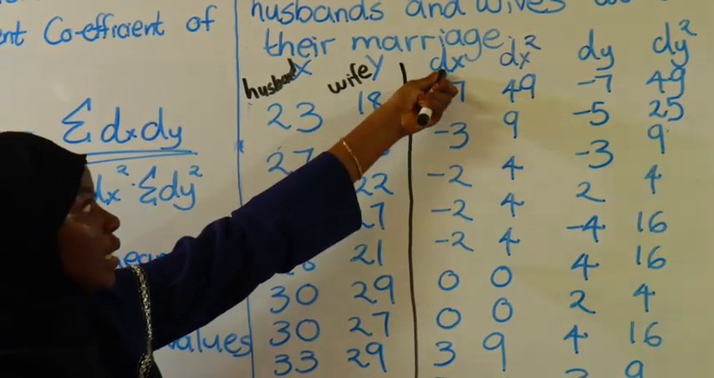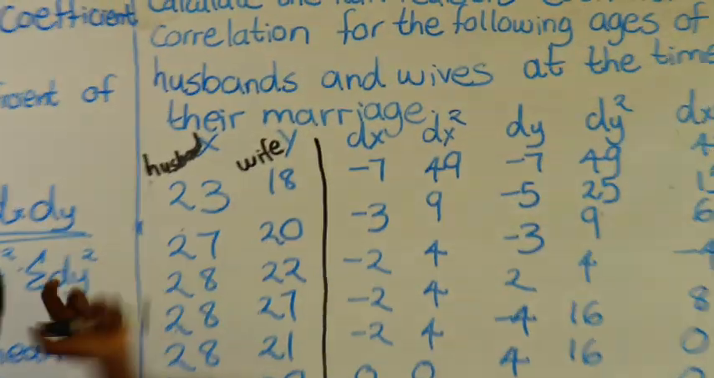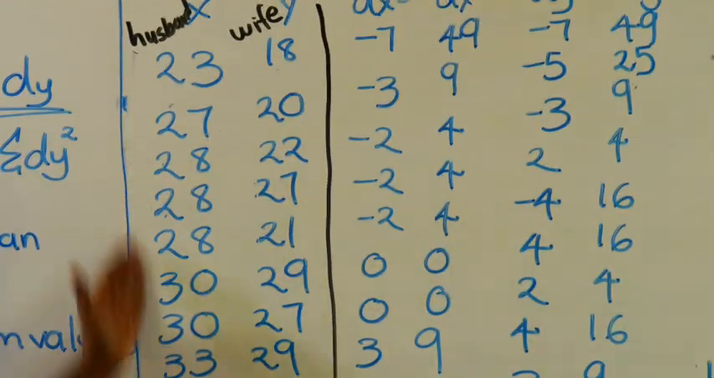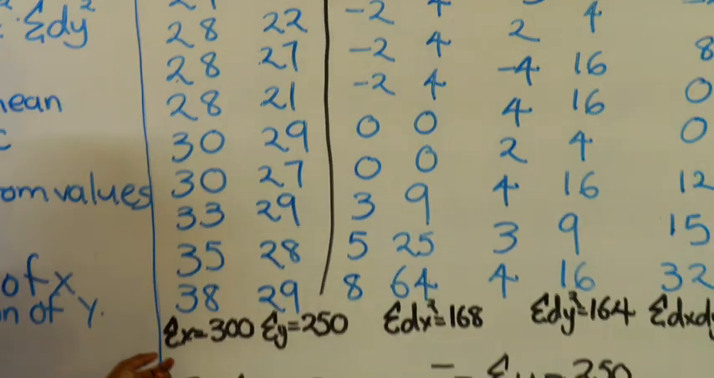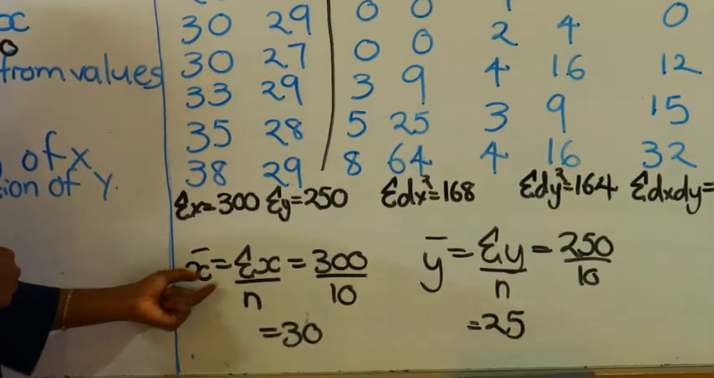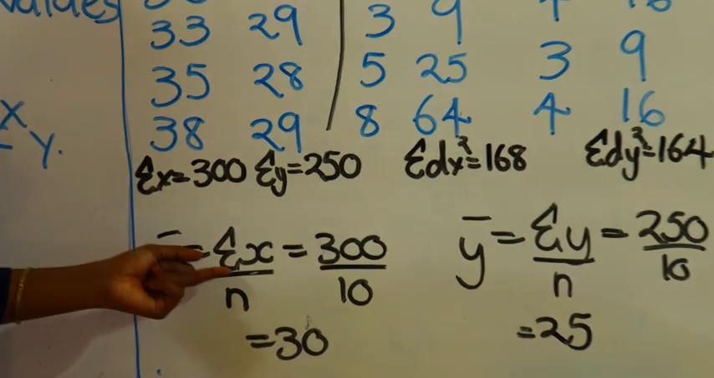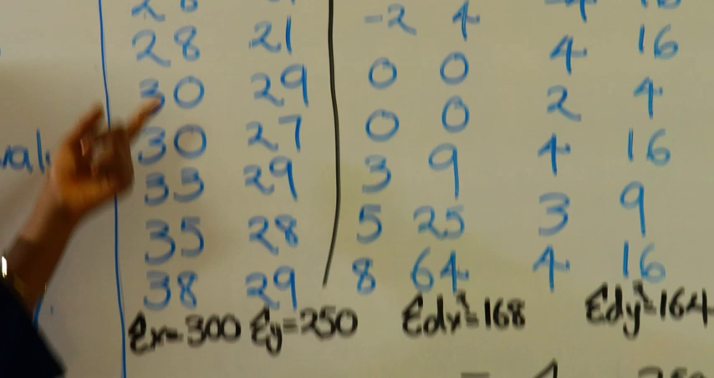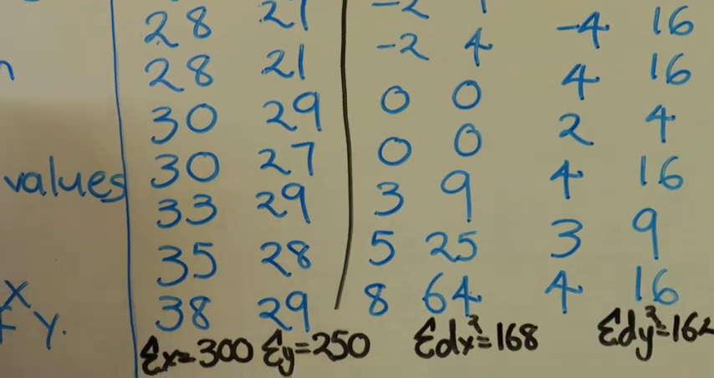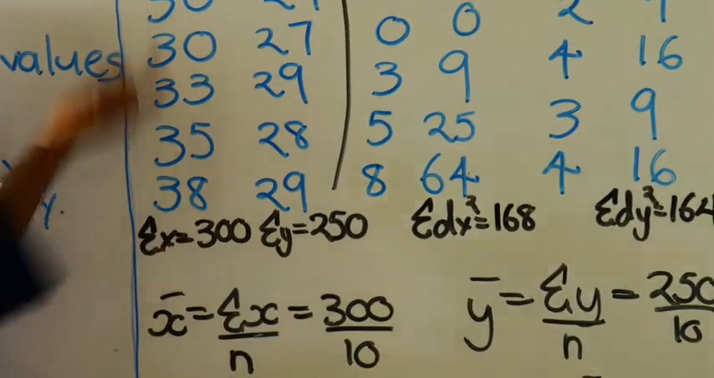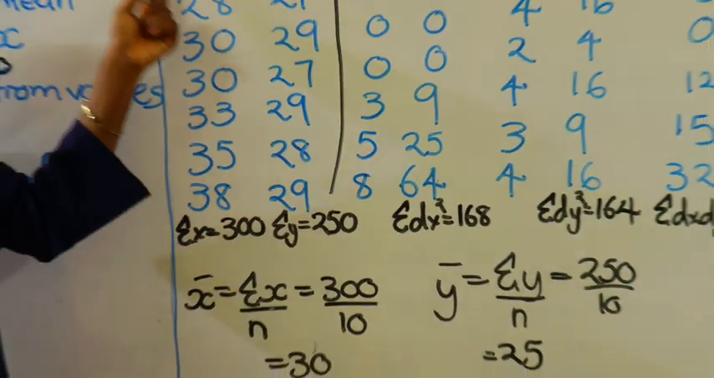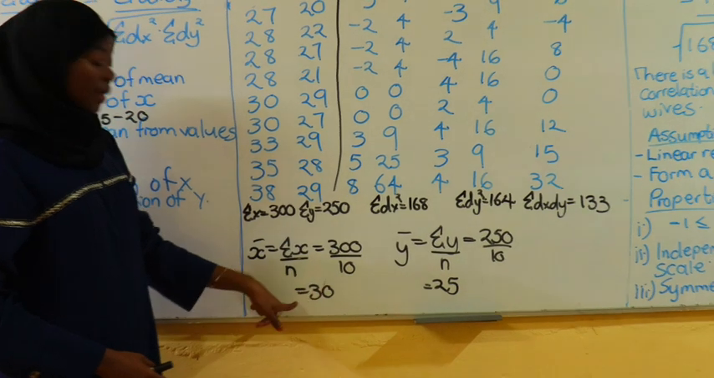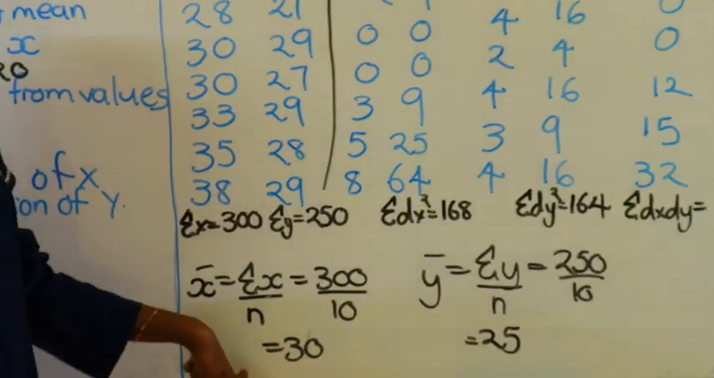Before you even calculate dx, you have to find the mean of x. And our x are the ages of husbands. How do you find the mean? You sum the values and divide by the number of observations. This is the formula for mean: x bar is equal to summation of x over n. Summation of x, you add 23 plus 27 plus 28 all the way to plus 38. You get 300. The number of observations is 1, 2, 3, 4, 5, 6, 7, 8, 9, 10. So you take 300 divided by 10. Your mean for x is 30. So that is what you're going to use.